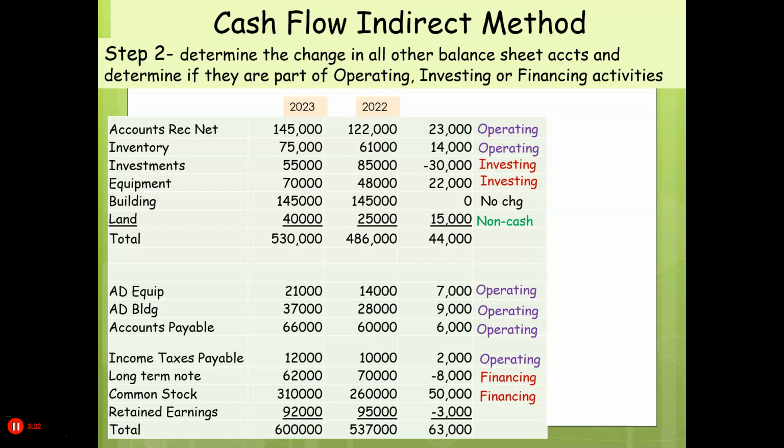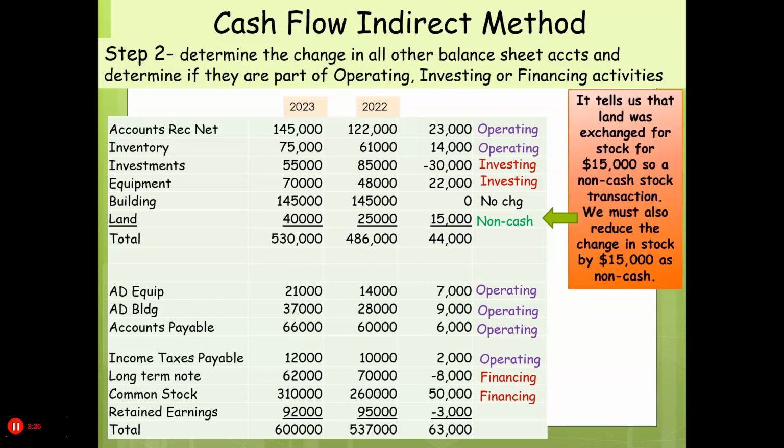Now the land is non-cash because in the beginning it specifically told us that the land was purchased with stock. So we also have to remember to modify our common stock to include that a portion of that is non-cash. $15,000 is non-cash, so only $35,000 of that change would be associated with issuing the stock. And then retained earnings, remember, is operations and financing because we've got net income in there and dividends.